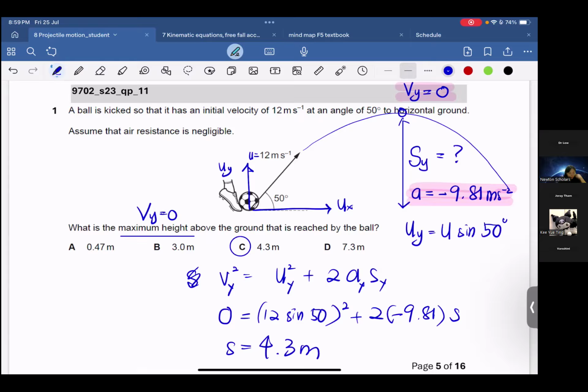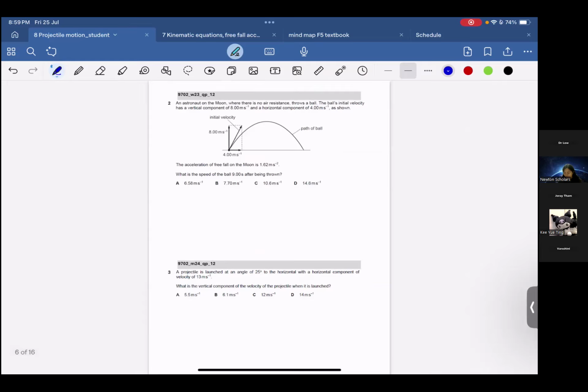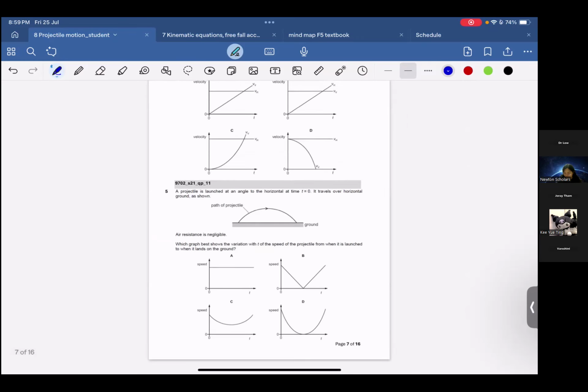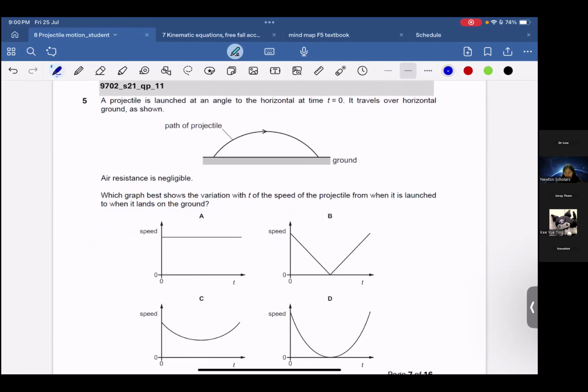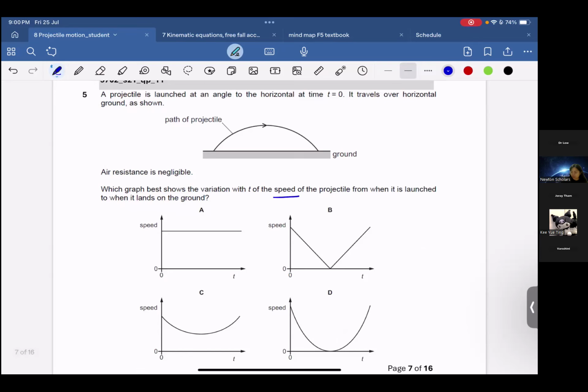Okay, boys and girls, I want to go to page number 7, question 5. Questions 2, 3, 4 I will let you try. Then number 5: a projectile is launched at a certain angle. It will travel over horizontal ground. Air resistance is negligible. Which graph will show the variation with time of the speed? Remember, this one is speed, involving the x-axis and y-axis.